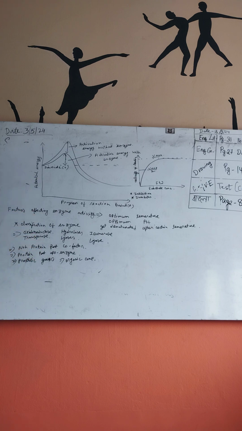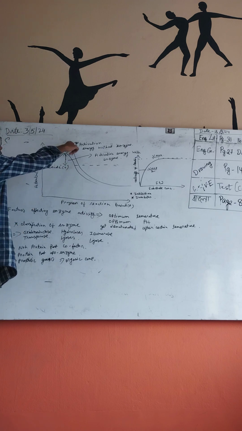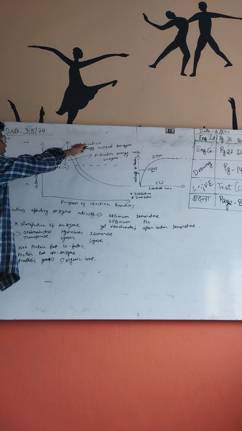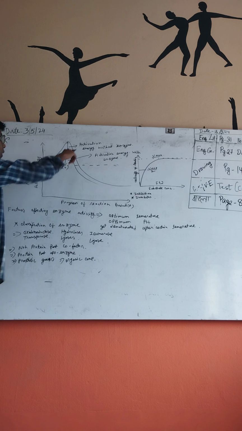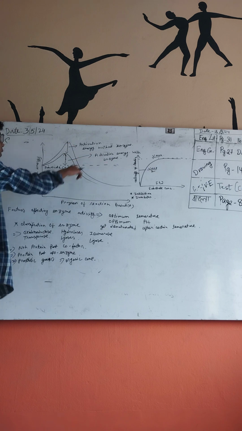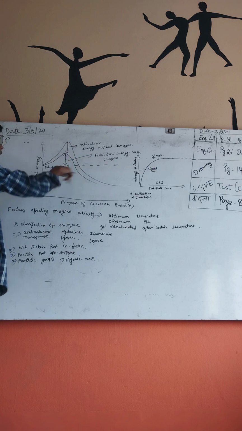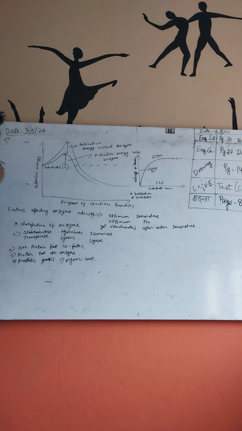In this graph you can see that the enzyme lowers the activation energy of the substrate, and the activation energy is higher without the enzyme. The graph shows the activation energy without enzyme here, and with the enzyme the graph is here. So the main function of the enzyme is to lower the activation energy for a particular substrate.